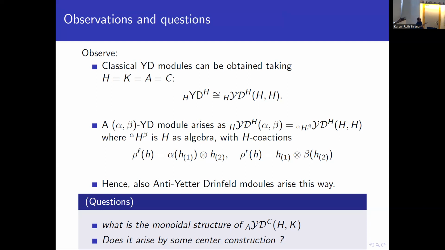And also we would like to see if this generalized YD module also has some monoidal structure. Okay. So before that, this is just some observation. As I said before, if we take everything to be the same bialgebra, we will get the notion of the usual Drinfeld module here. And also the Panaite and Staic YD module, which they also call generalized YD module, arises as the more generalized YD module where we set the bicomodule algebra to be alpha H beta.